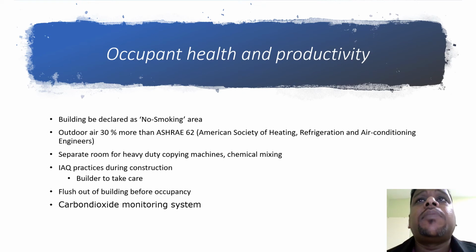So occupational health and productivity is included for the building to be declared a non-smoking area. That means the smoking area needs to be separate from the main building. The second is outdoor air, 30% more than the American Society of Heating, Refrigerating and Air-Conditioning Engineers requirement. There should be a separate room for heavy-duty copy machines and chemical mixing, and IAQ practice during construction. The builder should take care to flush out the building before occupancy, and use a carbon dioxide monitoring system.